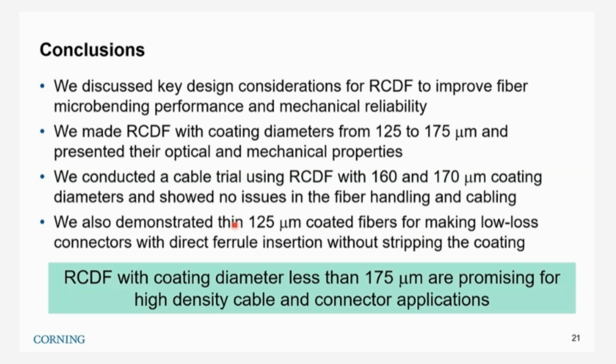So we believe the reduced coating diameter fiber, with a diameter less than 175, is promising for high density cable and connector applications. Thank you very much.